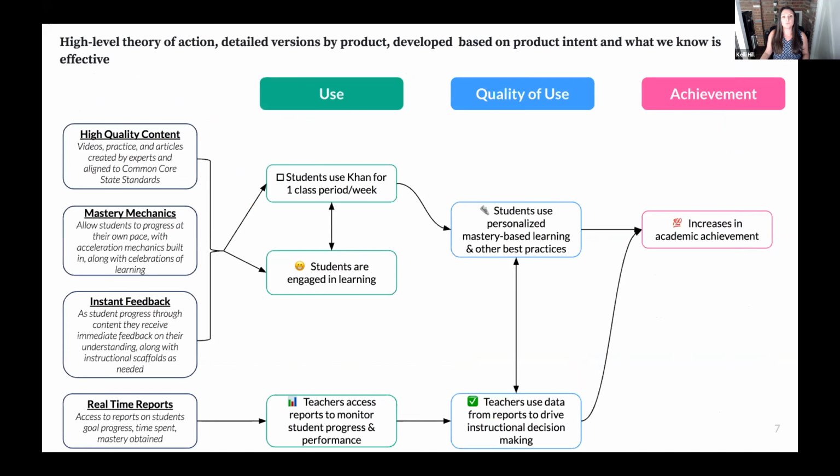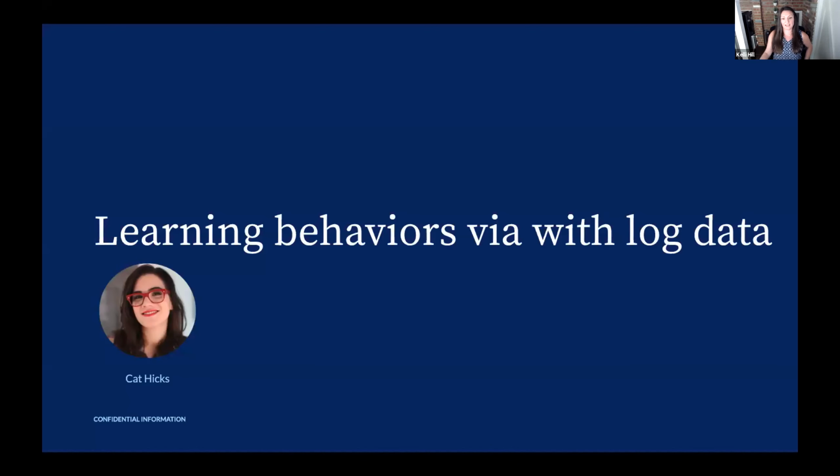And where we start with all of this in defining these under what conditions and for whom is what you see right here, a very high level theory of action. We have very detailed versions by product, but we develop these based on the product's intent and what we know is effective to get a roadmap of what we think are the best conditions under which our products should be used. We call these best practices. So now I'm going to turn it over to Kat, who's going to talk more about how we use log data to measure different types of learning behaviors.